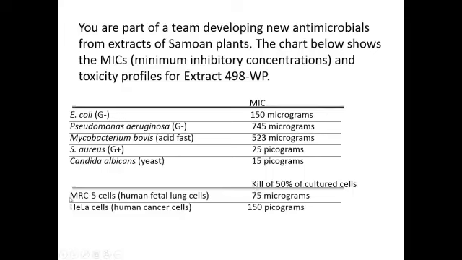Now down here we have human fetal lung cells. These are normal human cells that are grown in culture. They're grown separately from a human body. We also have human cancer cells that are also grown outside of the human body, but these are cancer cells.